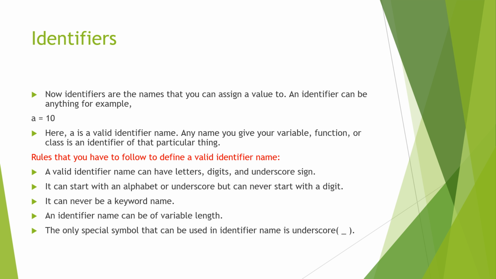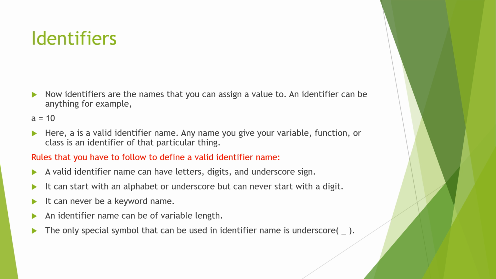An identifier, as we know, is a variable that we declare. Any name you give your variable is an identifier. There are certain rules, as I told you a little before. It can have letters, digits, and underscore, but it should not start with a number. It can start with an alphabet or an underscore, but should never start with a digit. It cannot be a keyword name. It can have any length.